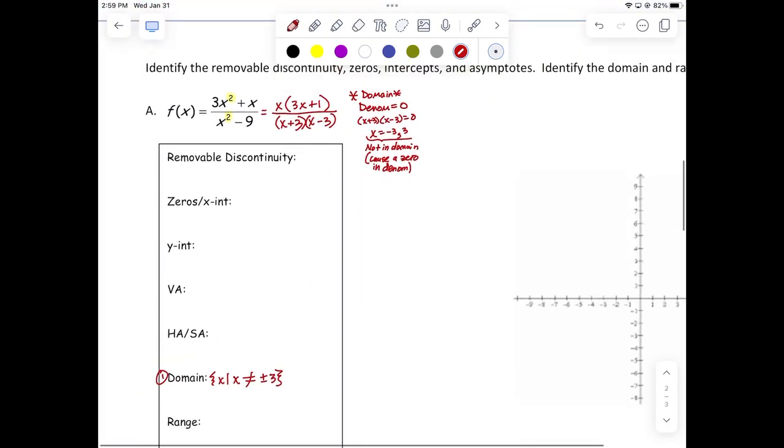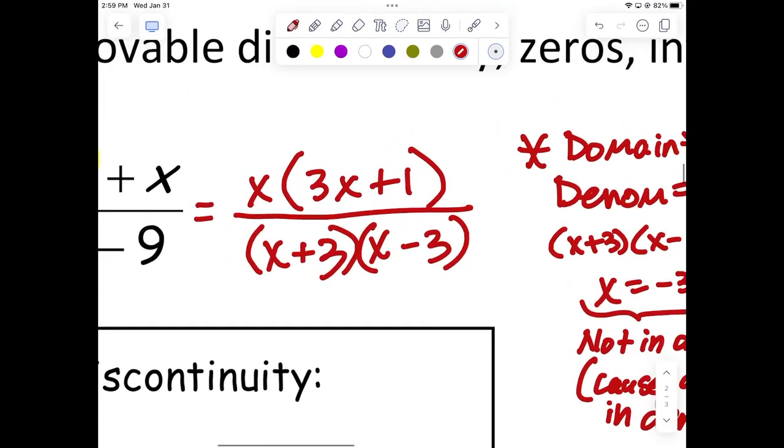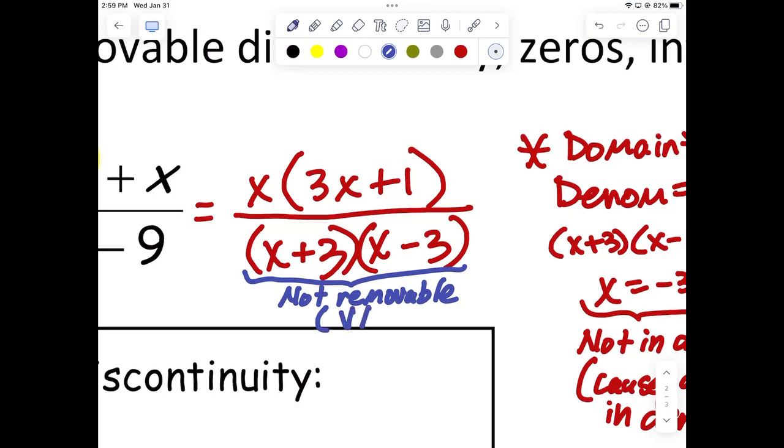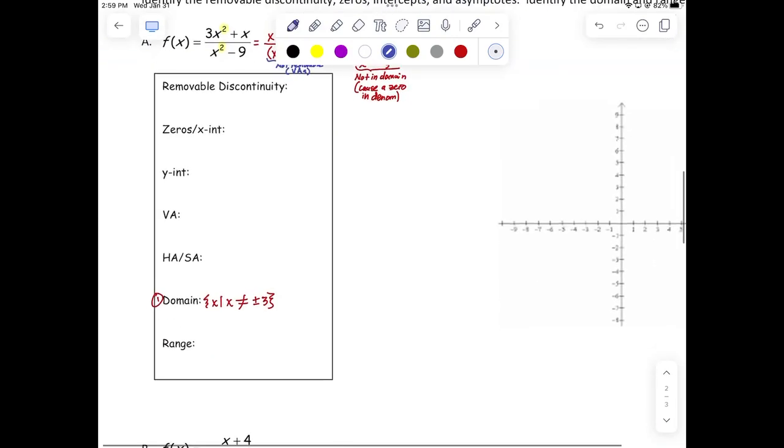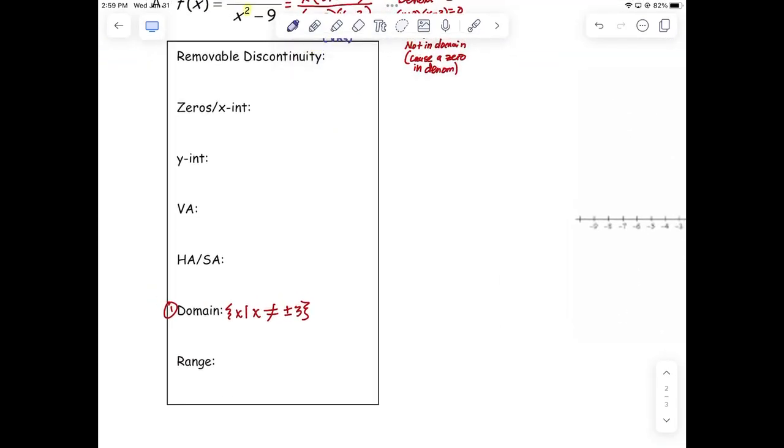Let's come back down to our example here. The two factors I have in the denominator are x plus 3 and x minus 3. My question to you is simple. Do either one of those factors divide out with a similar factor in the top? Do I have an x plus 3 or an x minus 3 factor in the top? No, I do not. Okay, so neither one of these are removable. These are not removable, which means they must be what? Not holes, but what? They're VAs. Yeah, they're vertical asymptotes.